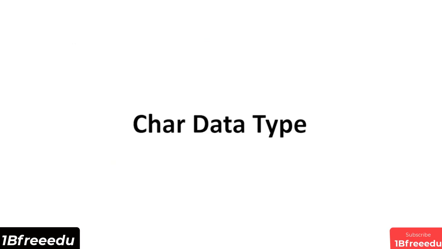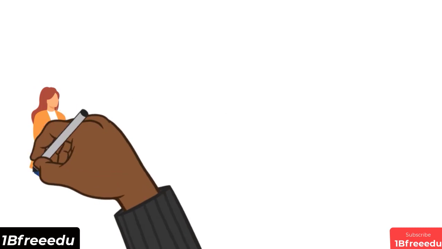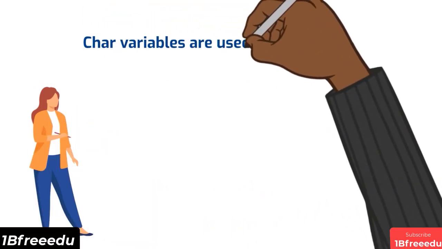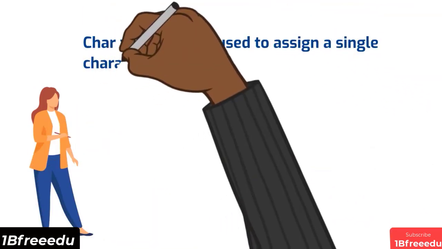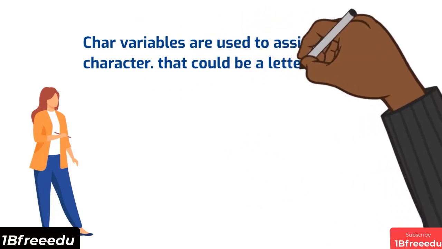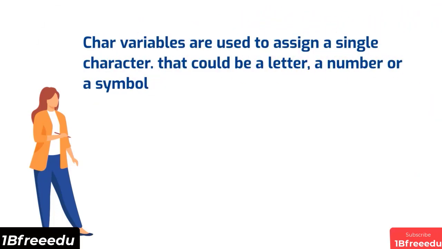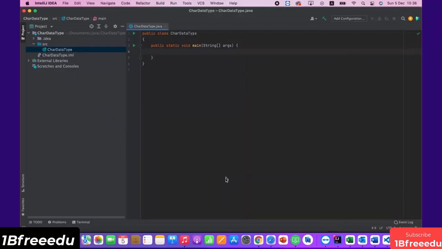We will discuss about char data type. Char data type variables are used to store a single character. That could be a letter, a number or symbol. To explain that, I created a new Java project. Okay. Now I am going to declare a char data type variable.